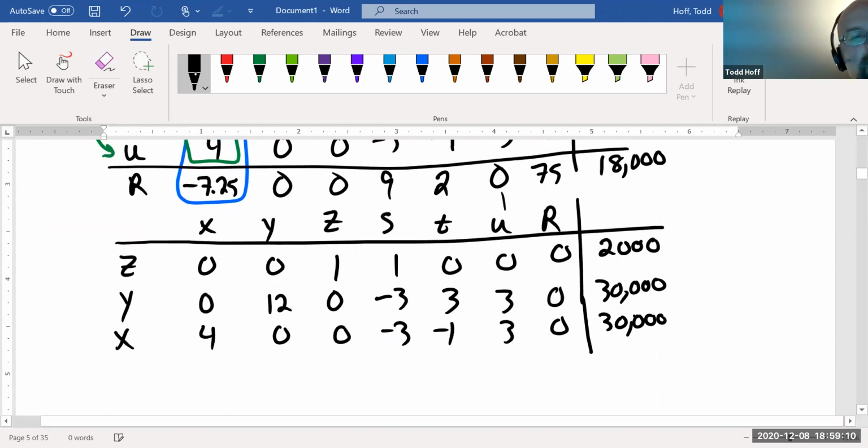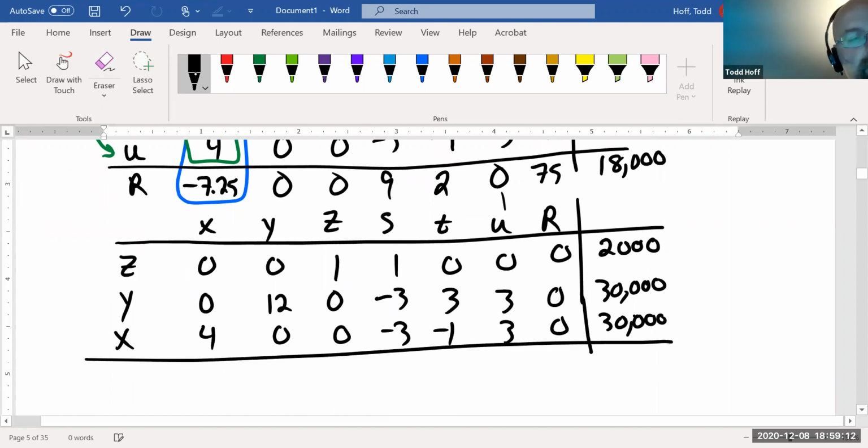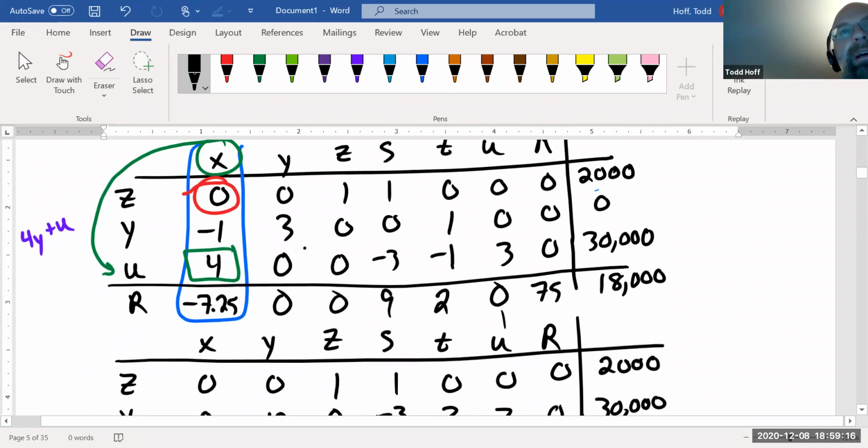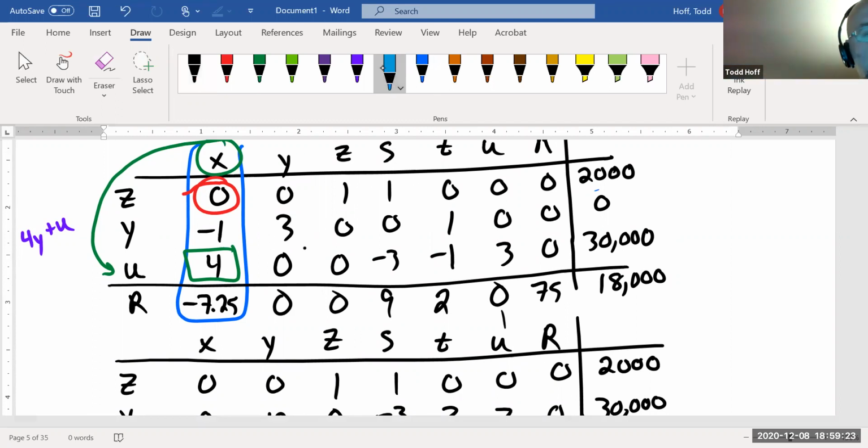And now we have to look at row R. In row R, we need to combine -7.25 with 4 in some combination that'll make it 0. Let's see. 4 isn't going to do it. I have to do 16. We'll do 16 times R. That'll make that a negative. What does it make it?